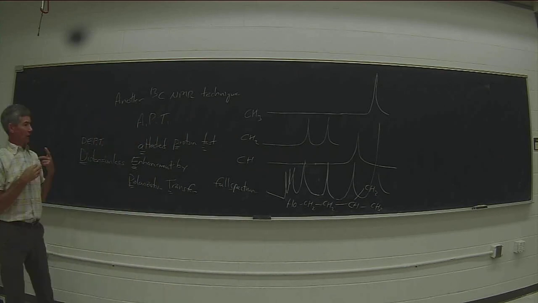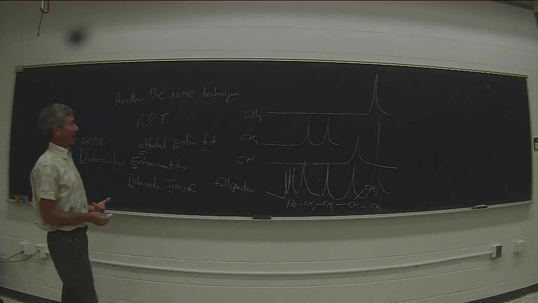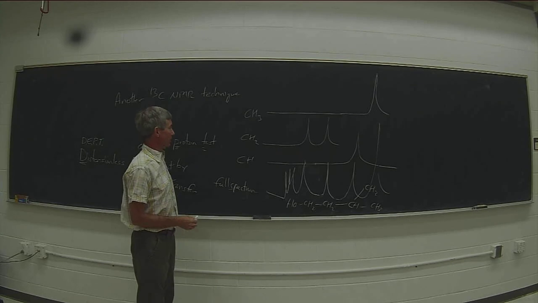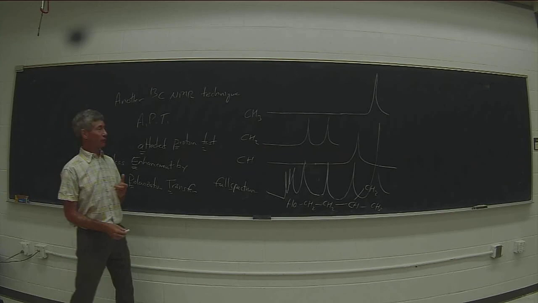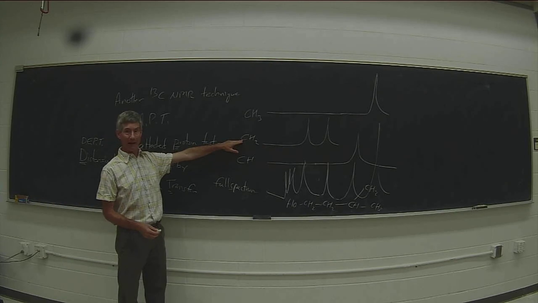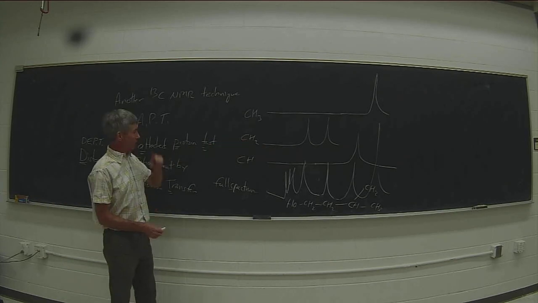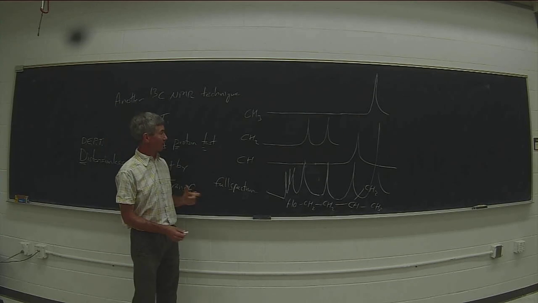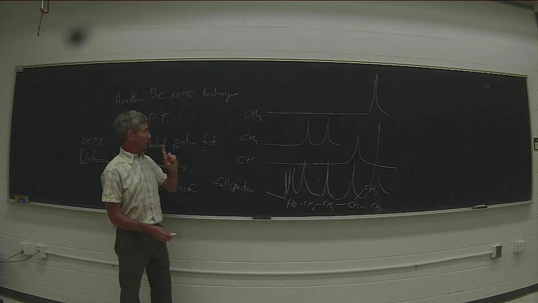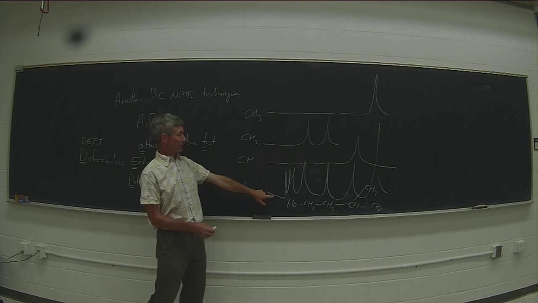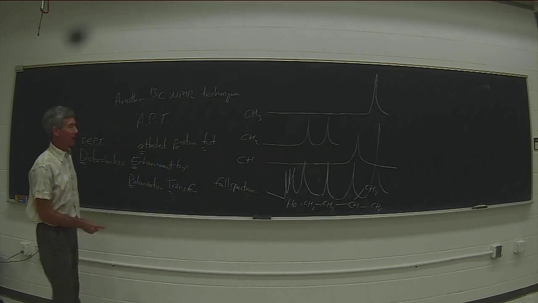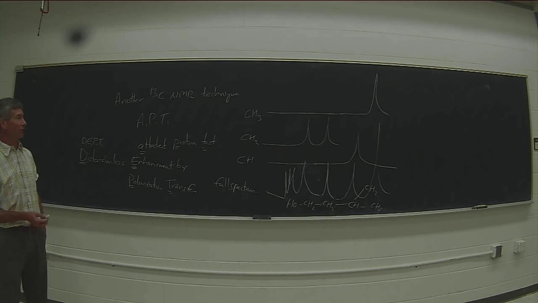The physics behind why that happens, we won't go into. But effectively what you're doing is you're doing an attached proton test which flips the signals, and we can get a spectrum typically the one that shows up nothing but CHs, right, from the original spectrum. We can get one that shows only the CH3 groups.